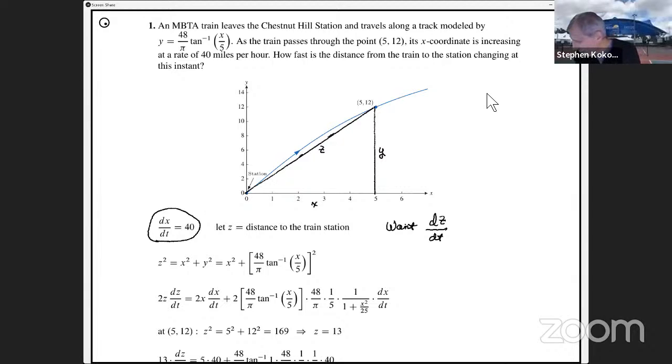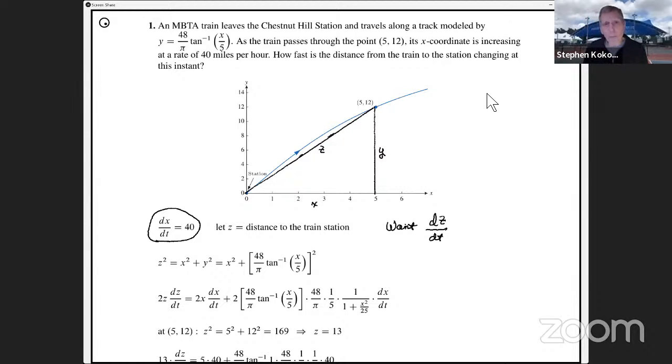Exactly, exactly. And let's see, I want to find, when this is all done, dz/dt. How is that distance from the station changing at this one particular instant when the train is at the coordinate 512?